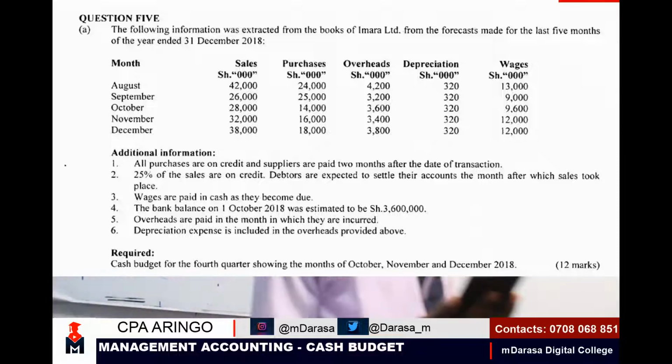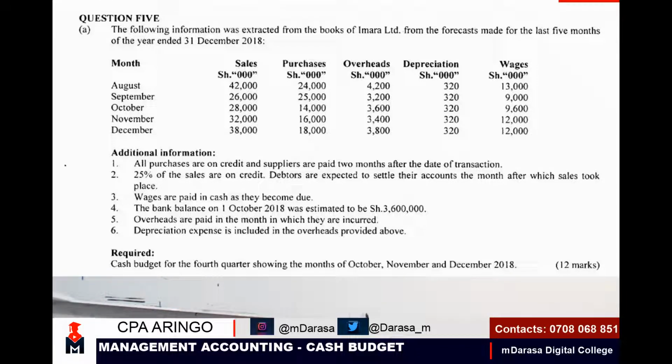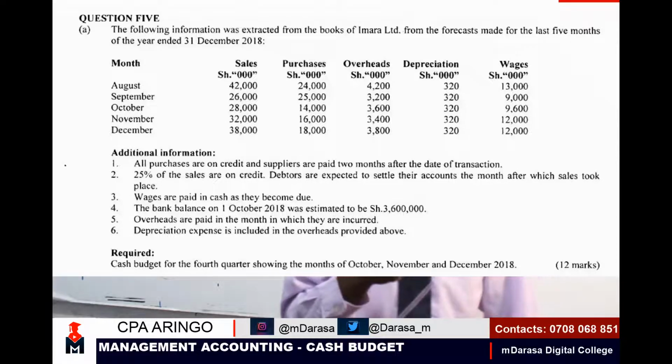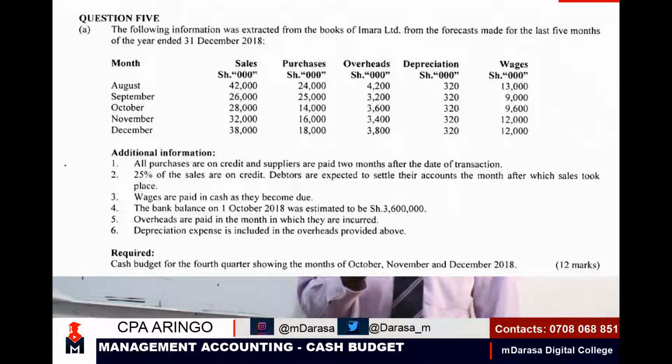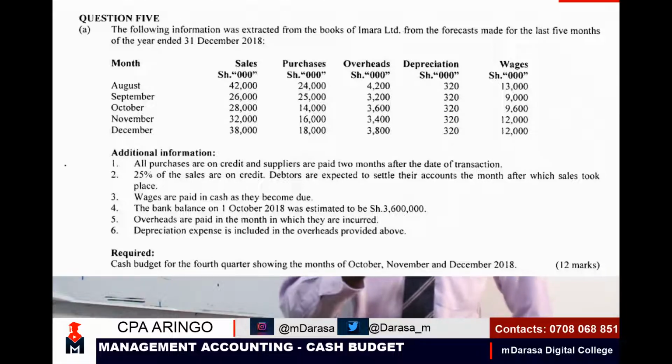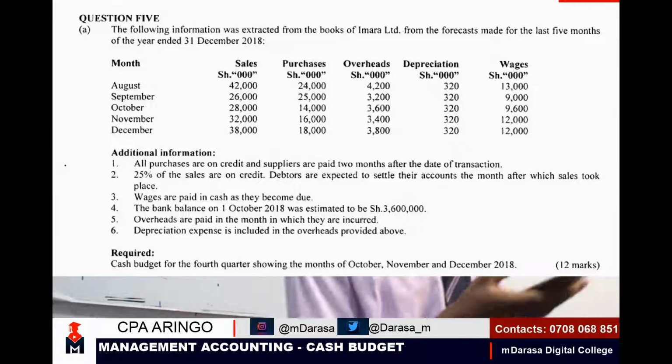Looking at that question, this is what you are told: the following information was extracted from the books of Himara Limited from the forecast made for the last 5 months of the year ended 1st December 2018. I'm given the months August, September, October, November, December, and you have our sales, purchases, overheads, depreciation, as well as wages. Look at our additional information.